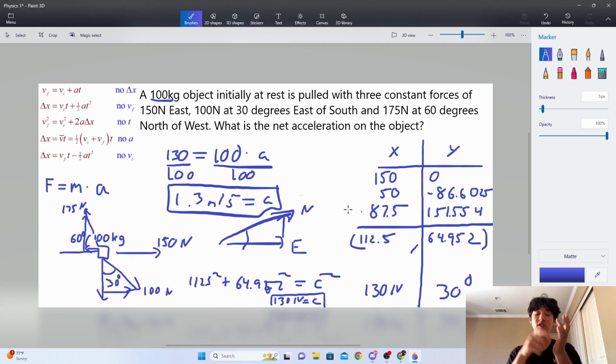So we found net force, the directionality, and the net acceleration in this problem. So you guys should really understand vector forces now. See you in the next video.